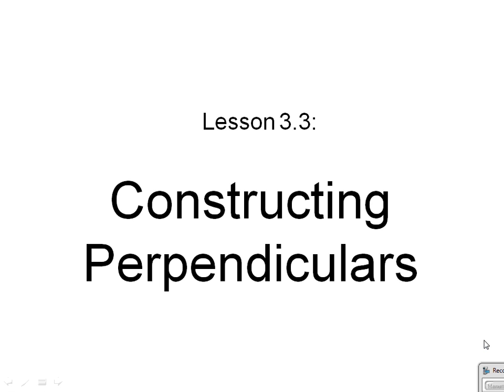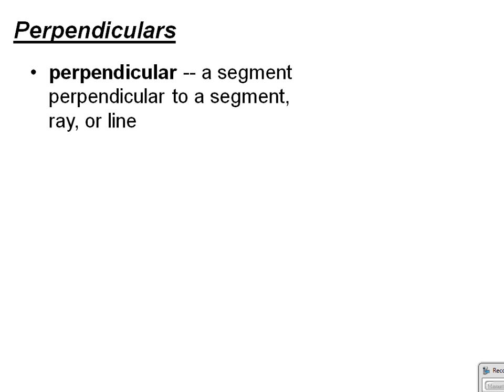Lesson 3.3 on constructing perpendiculars. Now, first let's discuss what a perpendicular is. A perpendicular is a segment perpendicular to another segment, ray, or line. And remember, perpendicular lines or angles are angles that cross at 90 degrees.